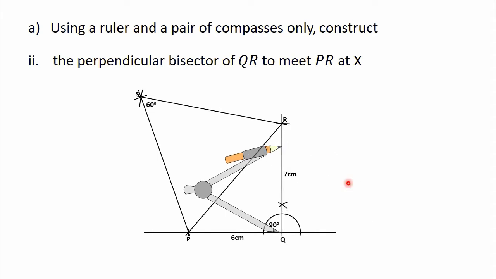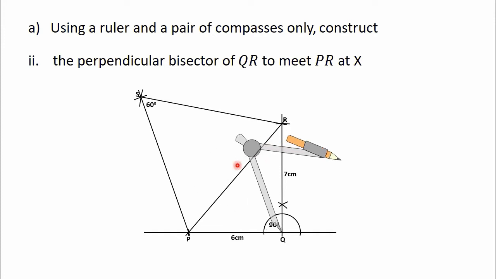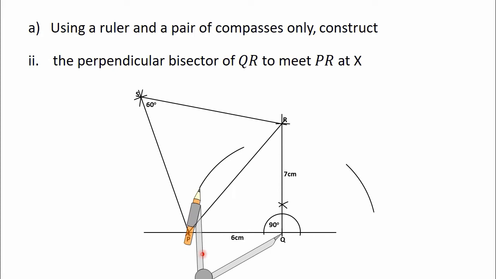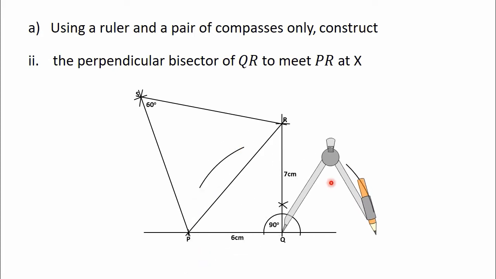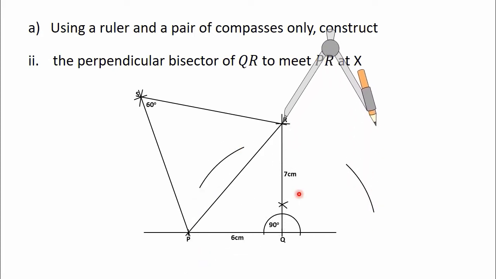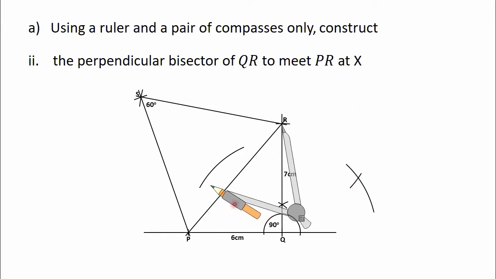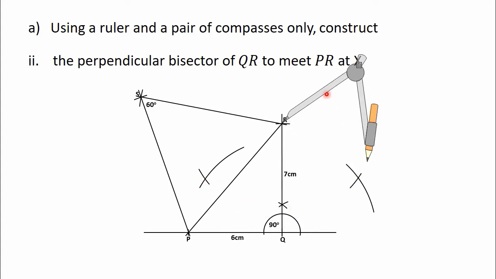Then after doing that, you open to more than half of the line QR. Then you turn the compass and you construct an arc. You turn it to this side and you construct another arc. Now, after doing this with the same radius, you move the needle of the compass to point R. You turn it and you construct an arc to intersect the first one that you constructed here. Then you turn it to this side and you construct another arc to intersect the first one that you constructed.